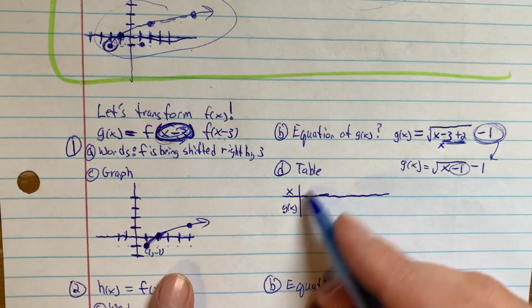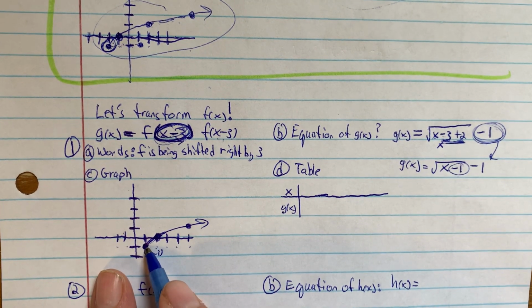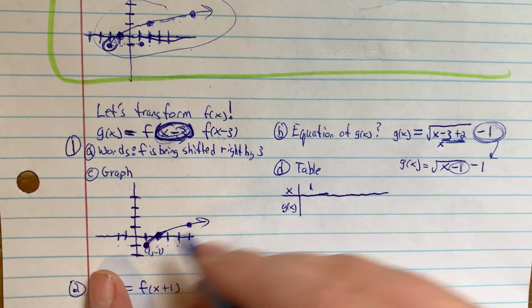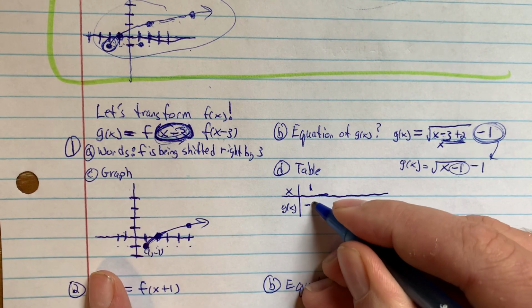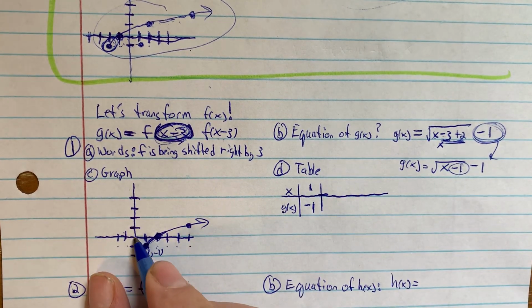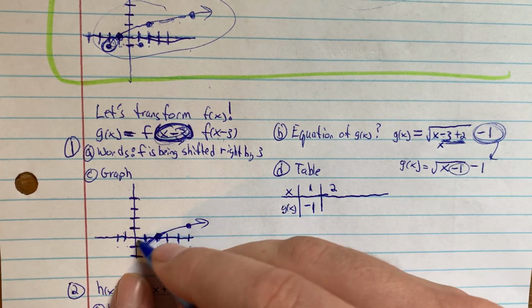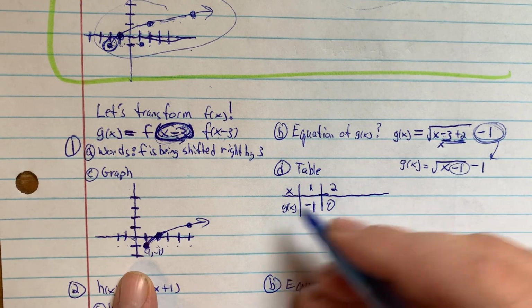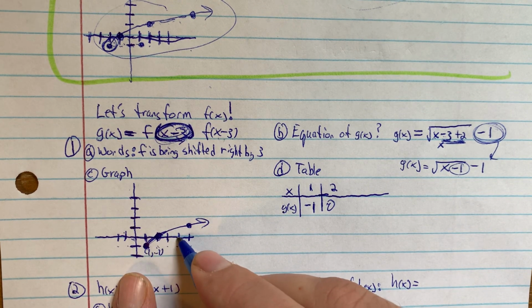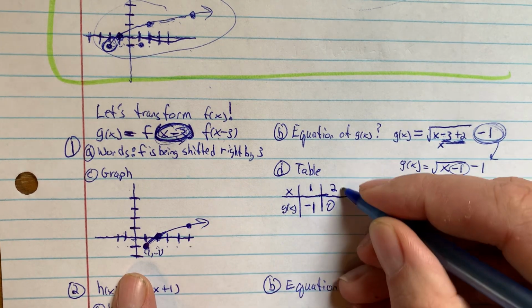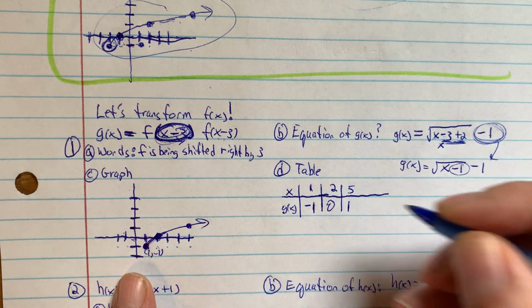Well, let's look at this. We can just create the table from this graph. This point is when x is 1, y is -1. What are the other points? Well, when x is 2, y is -2. Oh, sorry, when x is 2, y is 0. And when x is 5, y is 1.